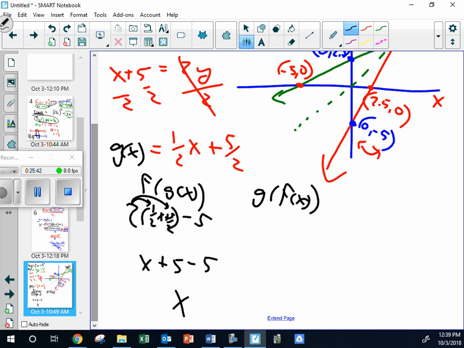Yay. Raise your hand if you got it to equal x. Okay, good. Then I'd have to do the same thing on the other side, and then I've proven that they are inverses. Okay. Oh, so much to know.